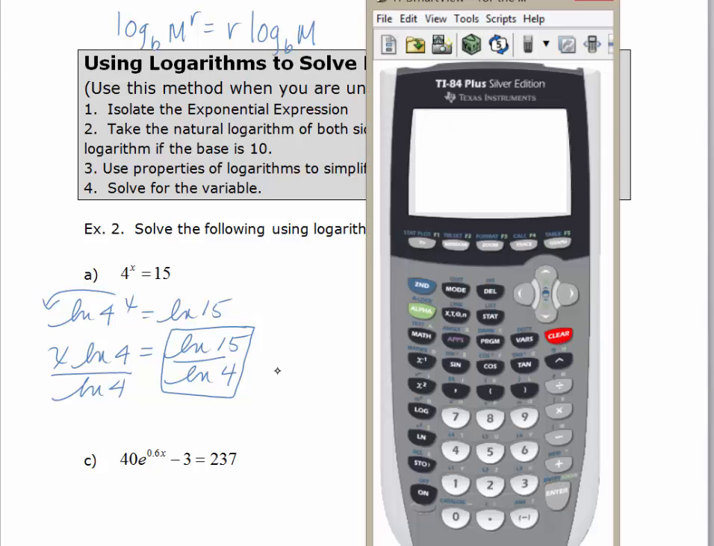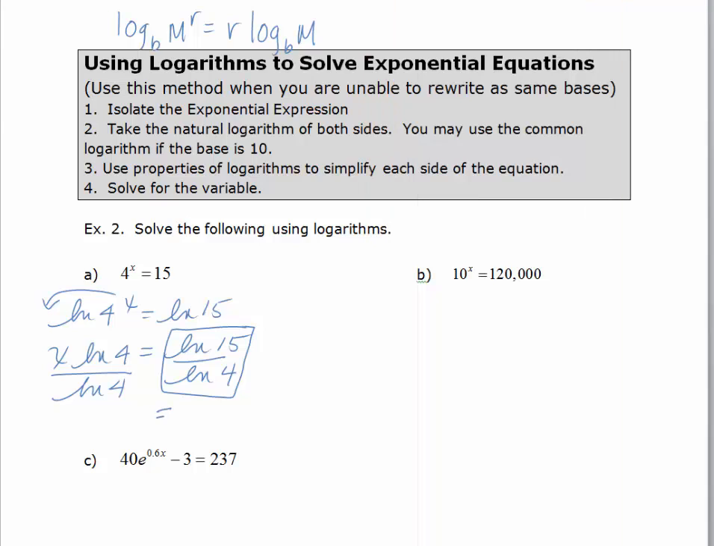to do this. So we're going to take the natural log of 15, close the parentheses, divide that by the natural log of 4, and close the parentheses, hit enter, and let's round our answer to the nearest hundredth. So this is approximately equal to 1.95.